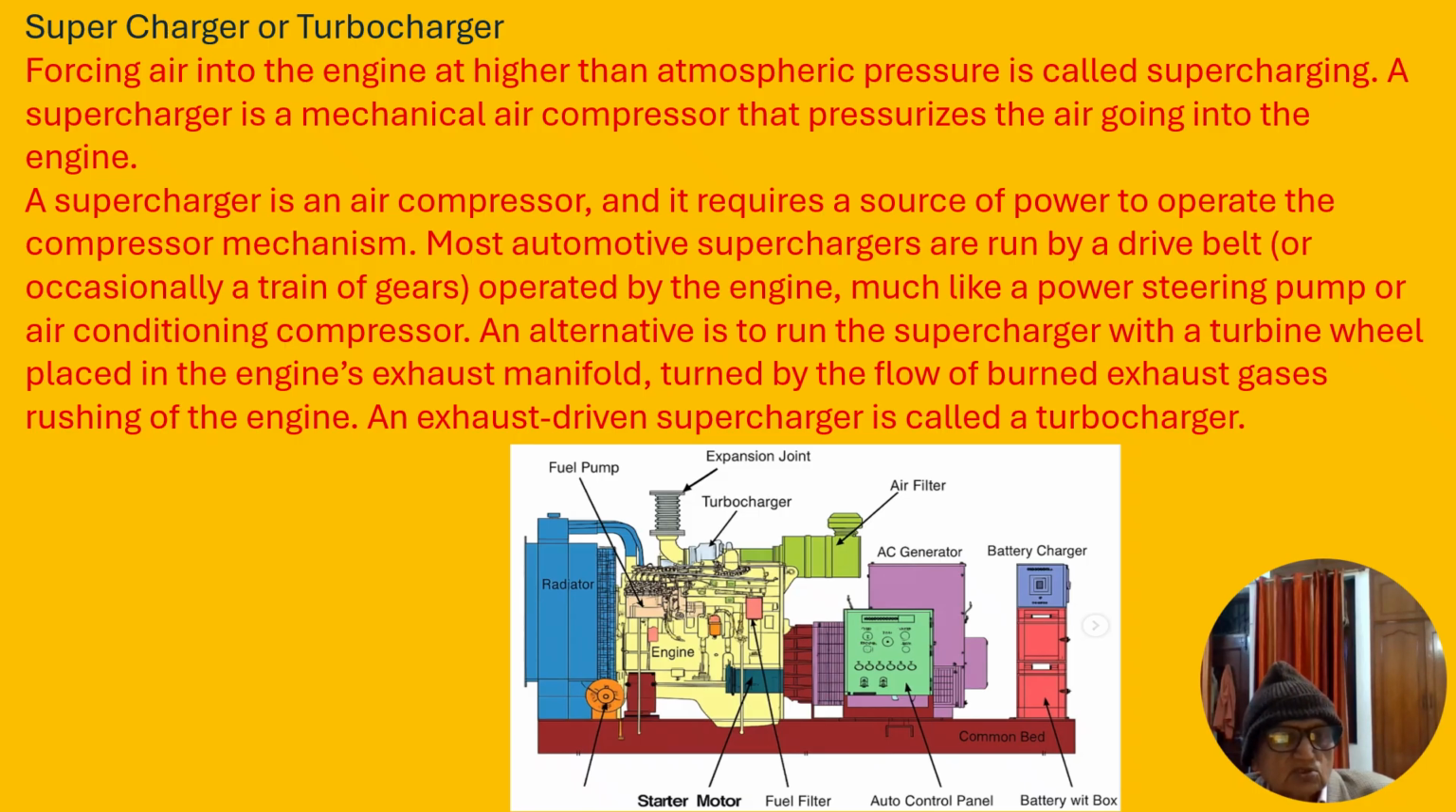mechanism. Most automotive superchargers are run by a drive belt or occasionally a train of gears operated by the engine, much like a power steering pump or air conditioning compressor. An alternative is to turn the supercharger with a turbine wheel placed in the engine's exhaust manifold, turned by the flow of exhaust gases rushing off the engine. An exhaust-driven supercharger is known as a turbocharger.